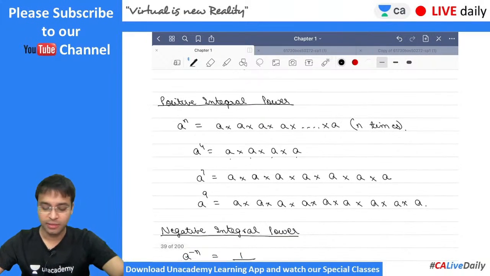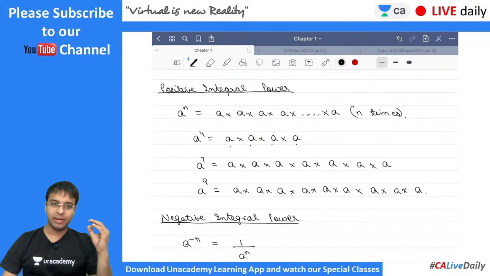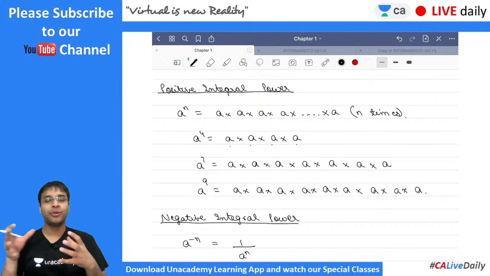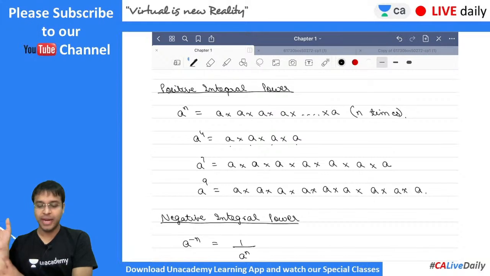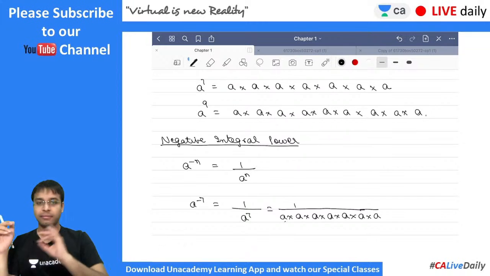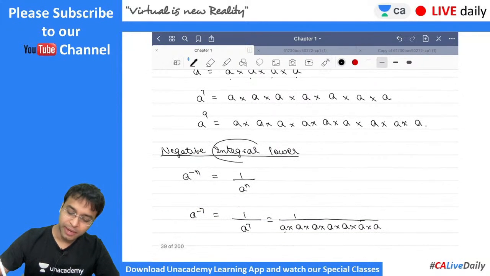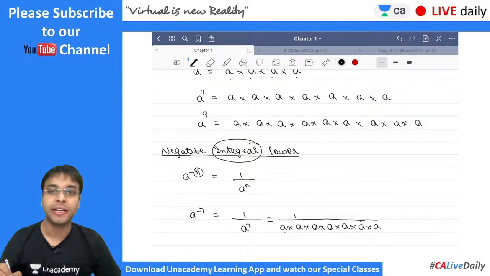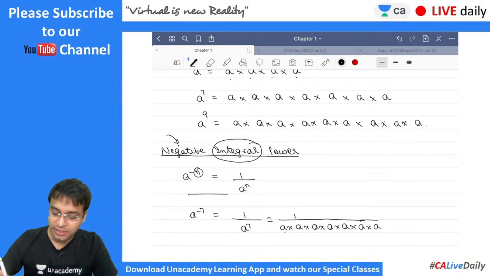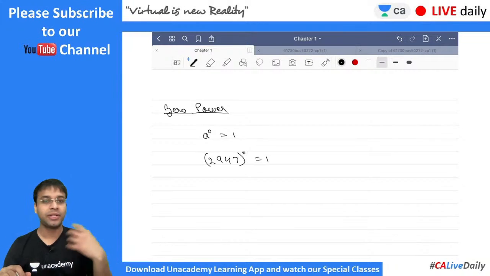So we did 3 laws. These are not laws, these are general common topics. We did positive integral power: a raised to the power n is equal to a into a into a, n times. A raised to the power minus n is equal to 1 upon a raised to the power n. So we did positive integral power and negative integral power. Again, the number has to be an integer. It cannot be a fraction, and the number has to be negative for this to apply. And then we did zero power. What is zero power? Any number raised to the power 0 is 1.